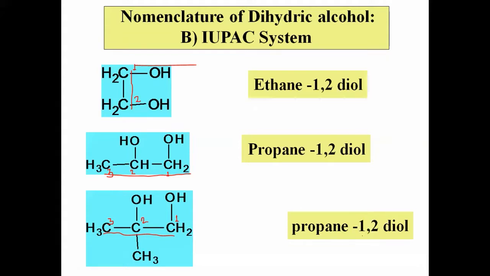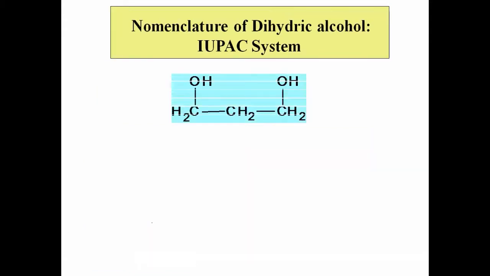This 1 and 2 indicate the position of OH group, but this compound having one branching and this is the methyl group. It is present on second carbon. Therefore, 2-methyl propane 1,2-diol. This is the name of compound. हे त्या कंपाऊंडचं नाव असेल 2-methyl propane 1,2-diol. This is about the IUPAC system. Let us see some more examples.